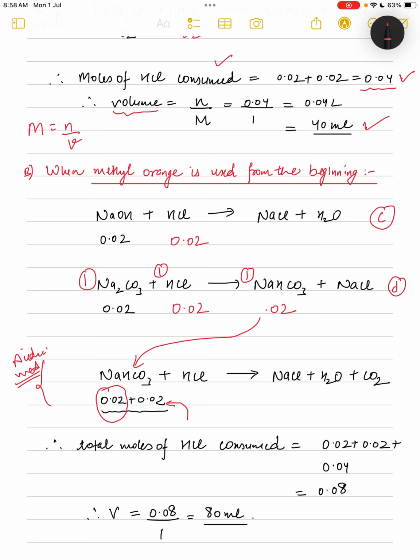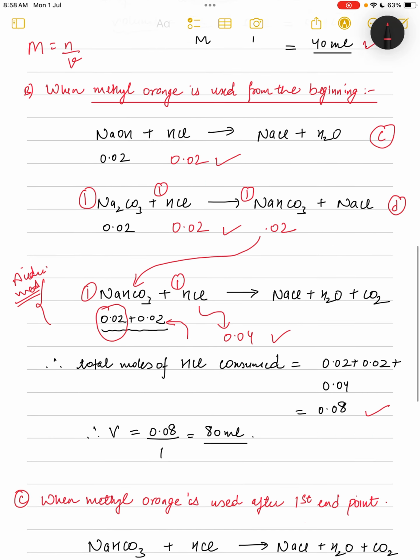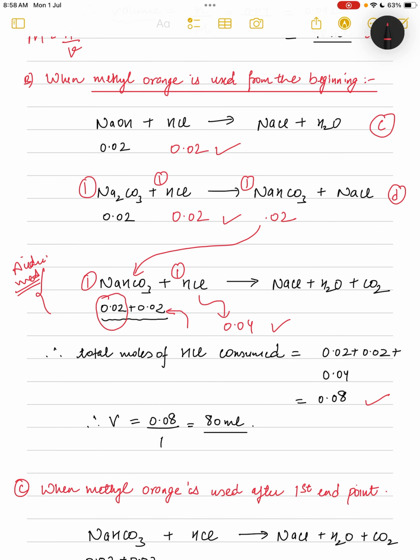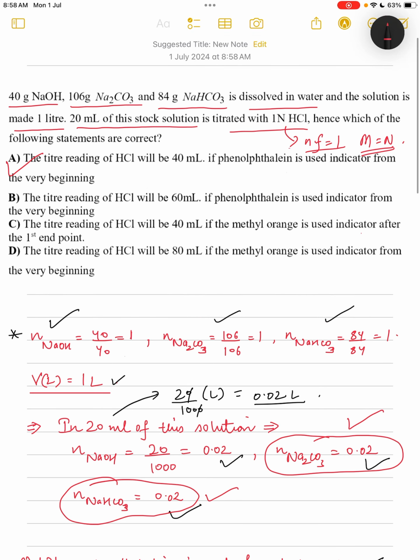If you look at this reaction, again this reaction is balanced. Stoichiometry is 1 is to 1. That means how many moles of HCl are consumed? 0.04 here. So total moles of HCl consumed when we use methyl orange from the beginning is 0.02 plus 0.02 plus 0.04, so it is 0.08. If you need to find the volume of HCl consumed, it will be 0.08 upon 1, the way we have done above, and it will be 80 ml. So if you use methyl orange from the beginning, the volume of HCl consumed is 80 ml. Option D.